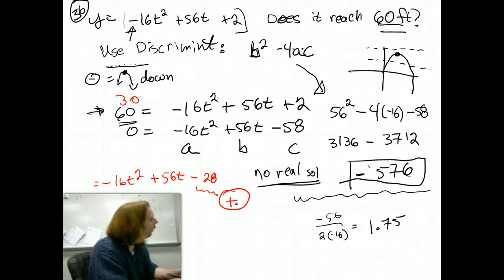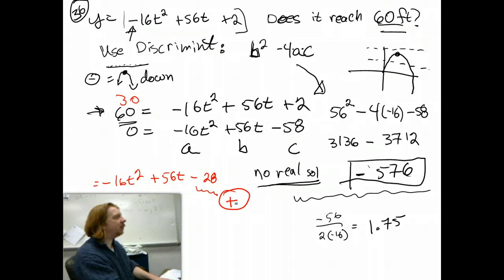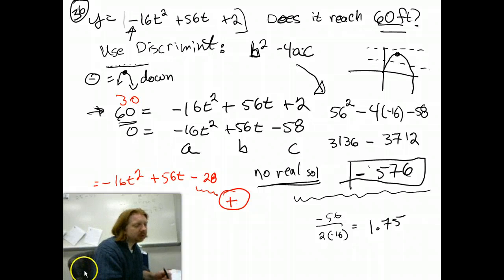Okay, cool. I know this is a little bit of a strange application of the discriminant, but that's what it's really technically supposed to be there for.